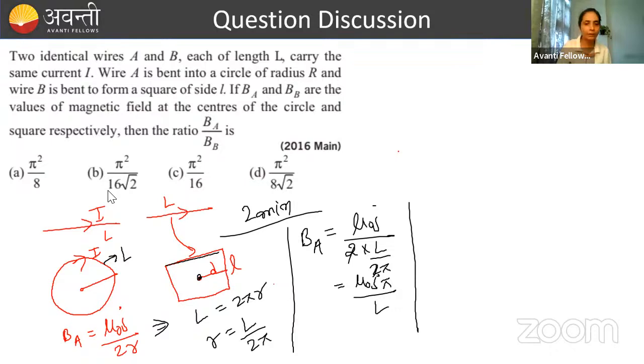The length of the perimeter of this square loop is L. So this will be equal to 4 into each side, which is small l that I have taken. So the small l value will be L by 4. If you have to calculate the magnetic field at the center, how will you calculate it? You will simply use the formula, right?